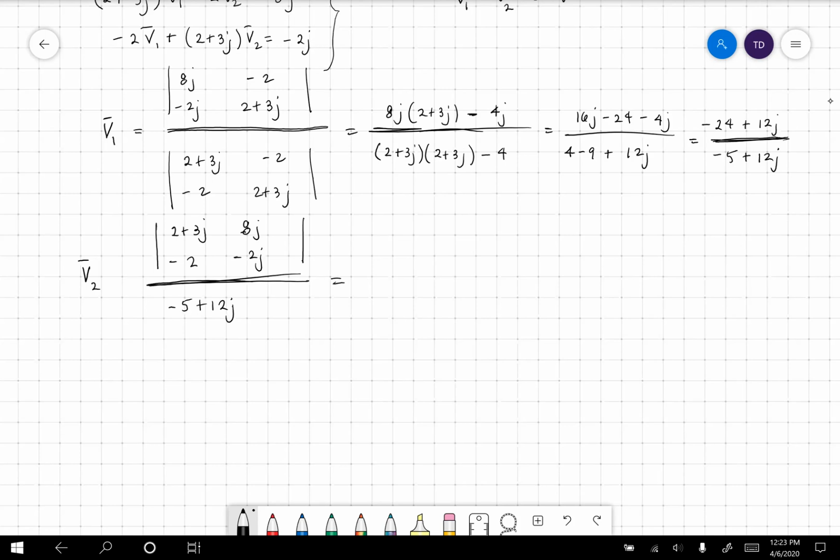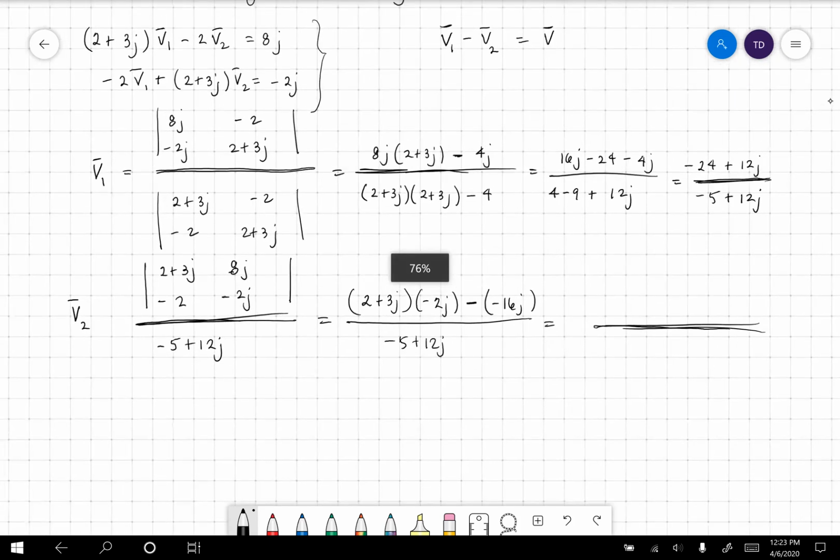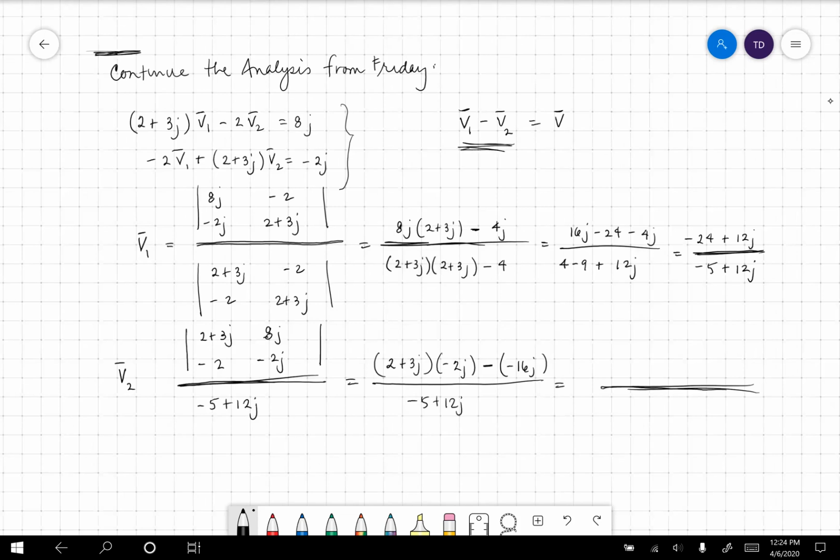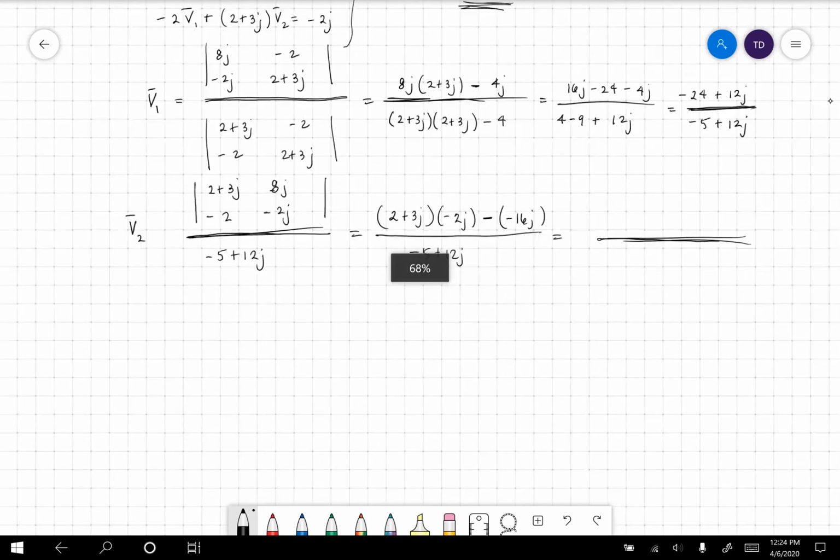Good. All right. So this is 2 plus 3j times minus 2j minus, and then it's going to be minus a negative 16j. And then on the denominators, minus 5 plus 12j equals. Now note, I'm leaving the denominators. I'm not doing any reductions, even if there are reductions there, because I know I'm going to get the same two denominators. And why do I want the same denominators? Because up here, when I subtract the two of them, I'm going to need a common denominator. So I'll have that common denominator already.